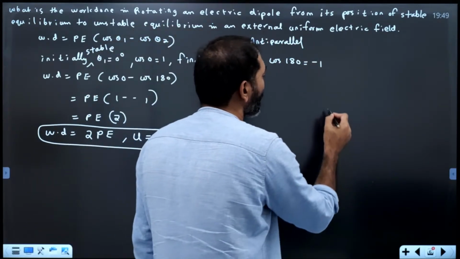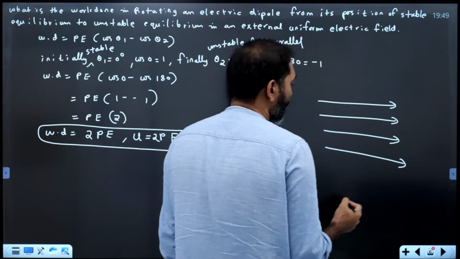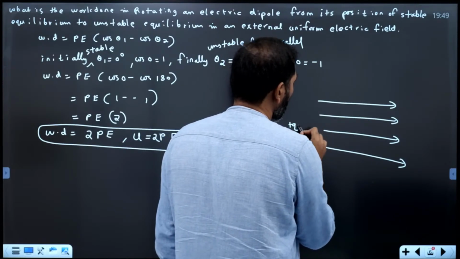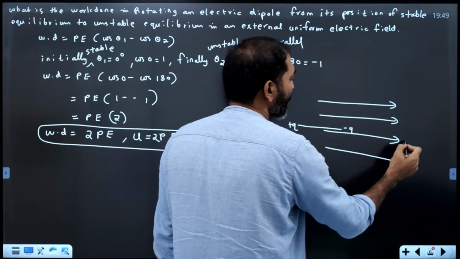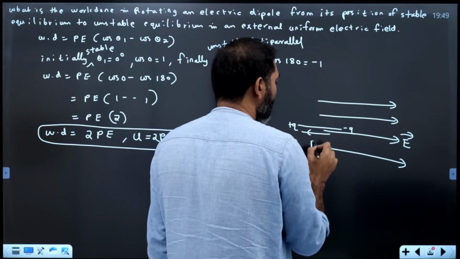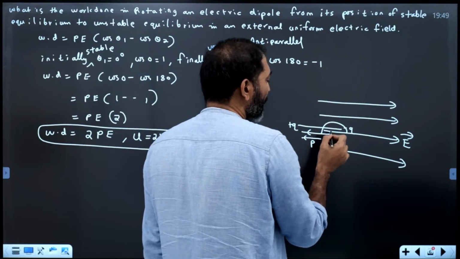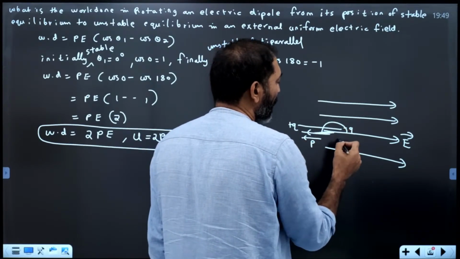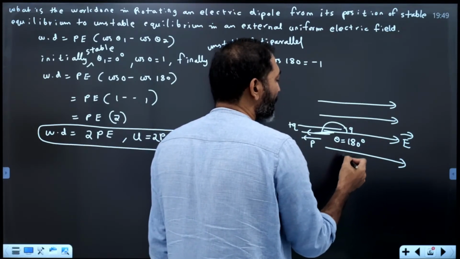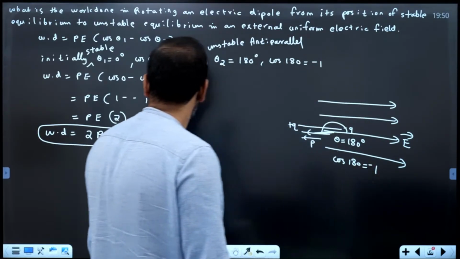Anti-parallel means theta has to be 180 degree. Why? I will show that. Suppose this is the electric field and this is the dipole. Suppose this is plus Q and this is minus Q. What is the direction of the dipole moment? It is towards the positive charge. So when you examine this, you can understand that the electric field and dipole are in the opposite direction. So theta is equal to 180, which is the unstable equilibrium, and cos 180 is equal to minus 1. Any doubt?